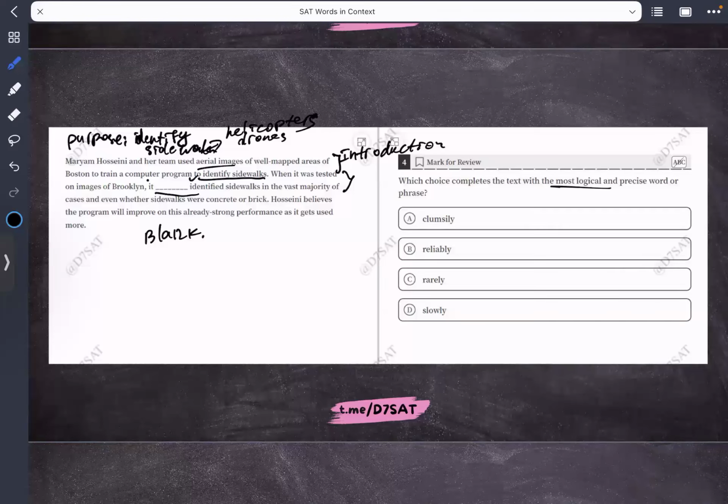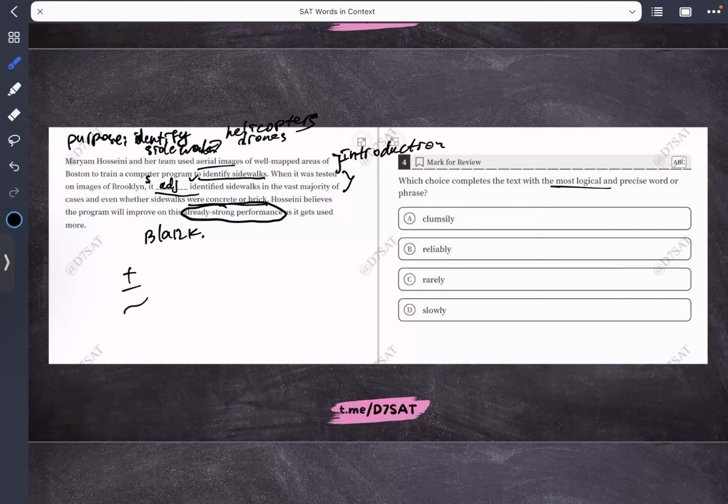So we have a verb, we have subject, and in the middle we can use an adjective, a certain adjective. Adjective can be positive, not essentially positive, but we can have some positive, negative, or neutral idea. It identified sidewalks in the vast majority of cases, and even whether sidewalks were concrete or brick. So right now it's giving an idea, maybe whether it identified negatively or positively. Houston believes the program will improve on this already strong performance.